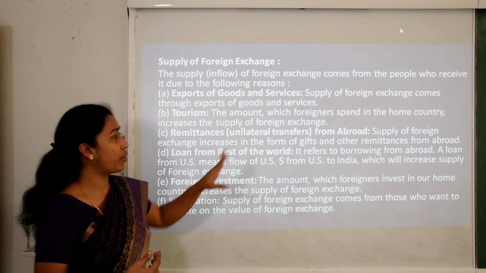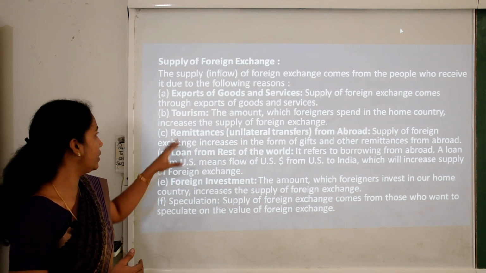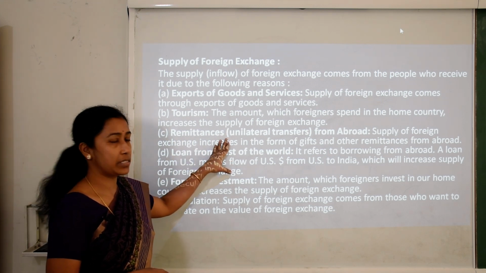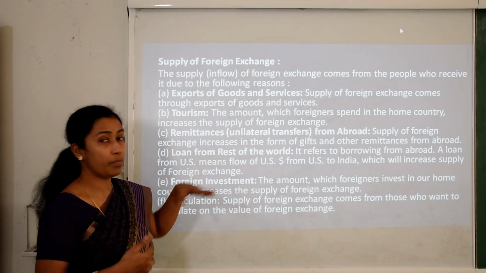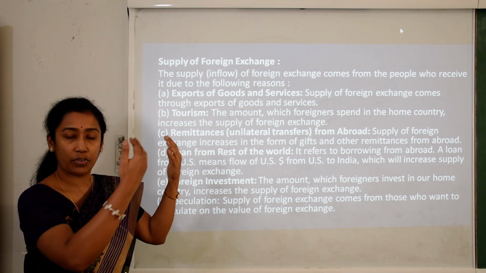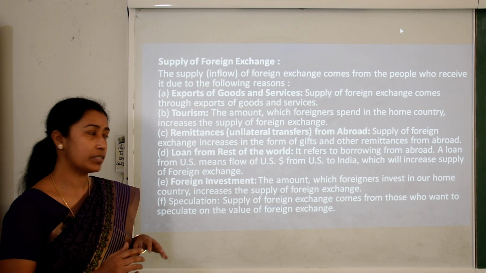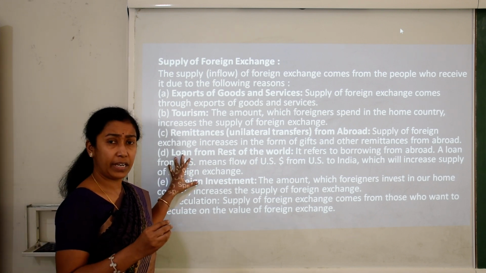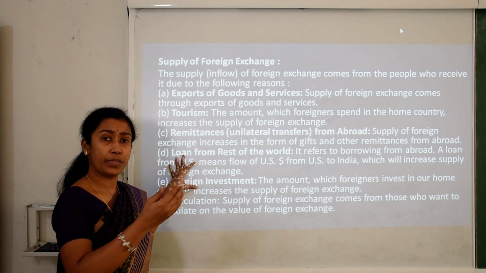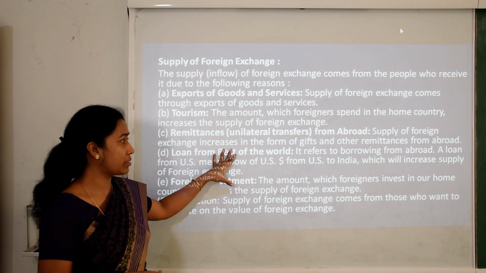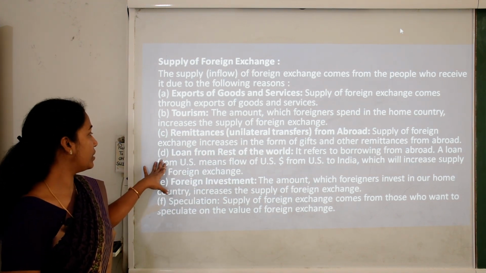The amount which foreigners spend in the home country increases the supply of foreign exchange. Or remittances, that is unilateral transfers from abroad. When an Indian person is receiving gifts, remittances or rewards from abroad, the supply of foreign exchange increases in the form of gifts and other remittances.